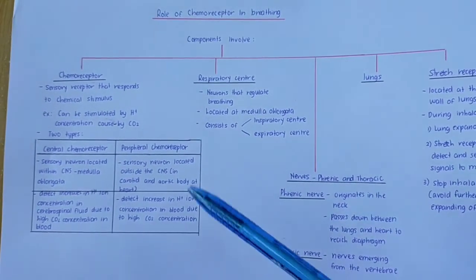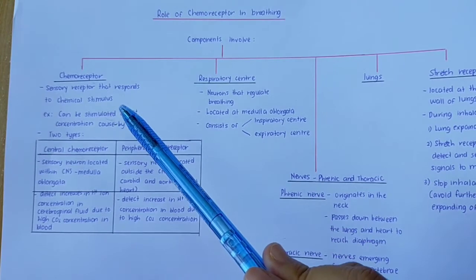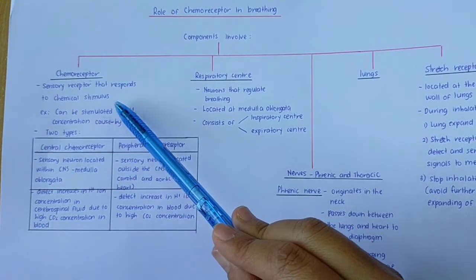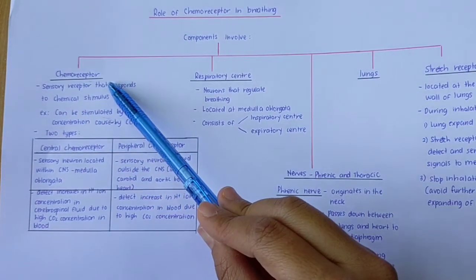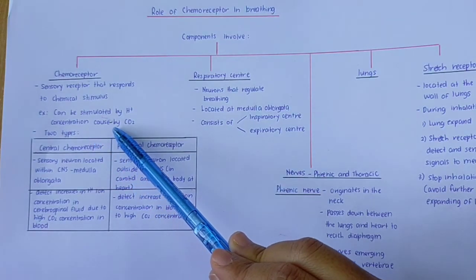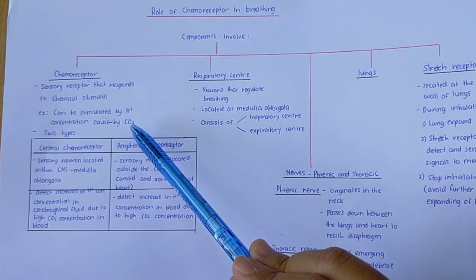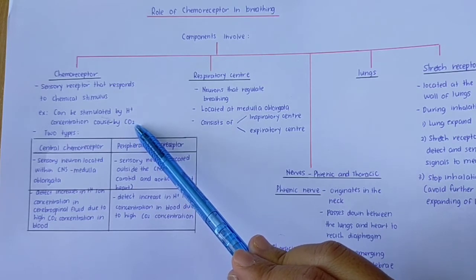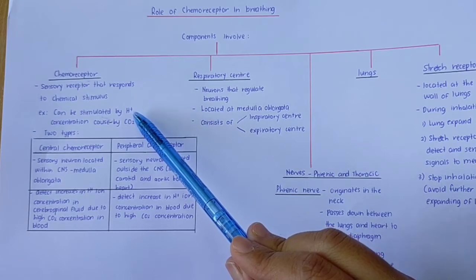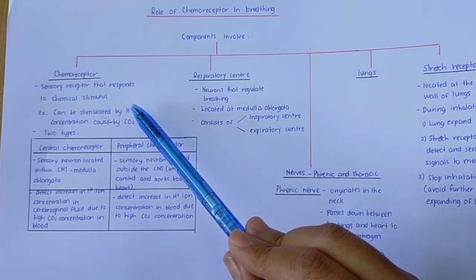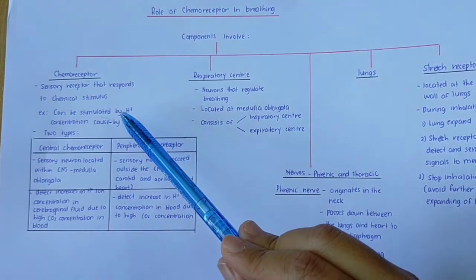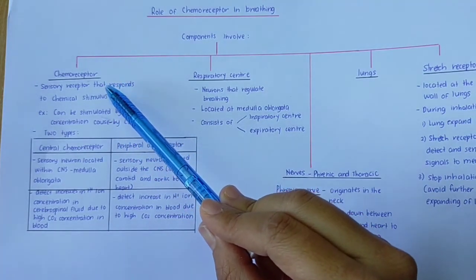First of all, we look at chemoreceptor. What is chemoreceptor? It is a sensory receptor that responds to chemical stimulus. For example, this chemoreceptor can be stimulated by hydrogen ion concentration, which is caused by carbon dioxide. Let's say if the concentration of carbon dioxide is increased, what happens to the concentration of hydrogen ion? It will also be increased. So what will detect or stimulate? The increase of carbon dioxide will stimulate the chemoreceptor.